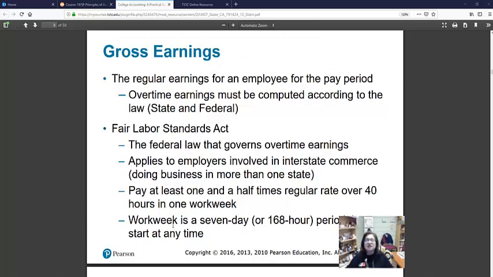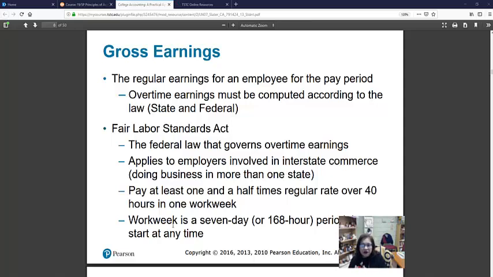Gross earnings, that means the amount of hours you made regardless. If you worked 40 hours at a certain pay period, that's how much you made, okay? Overtime though, anything over 40 hours has to be computed according to the state and federal law, okay?